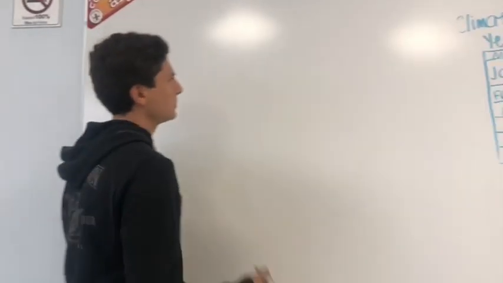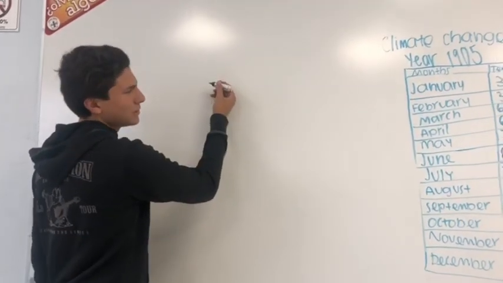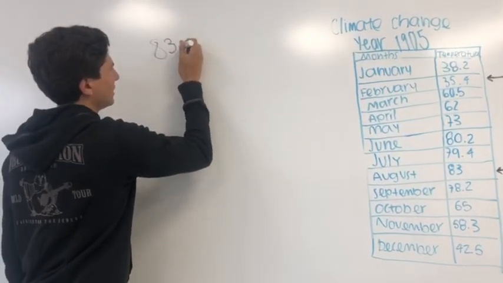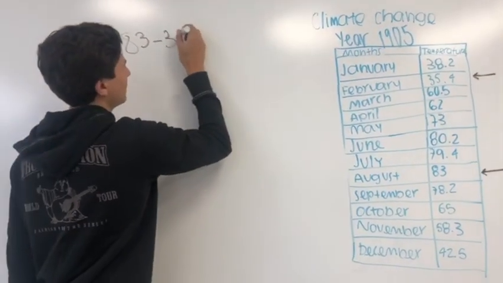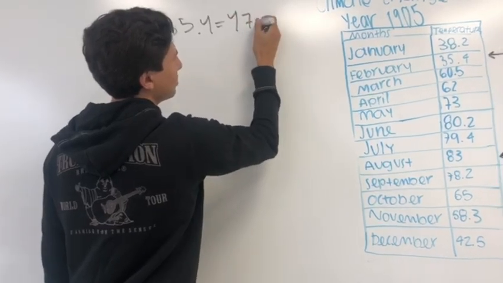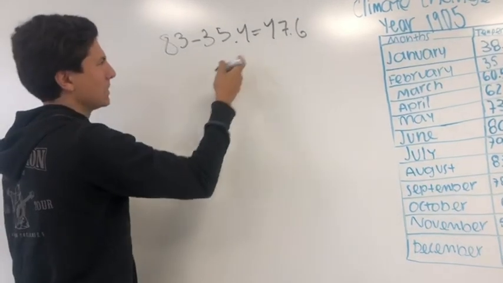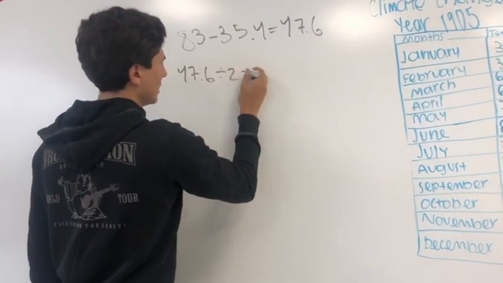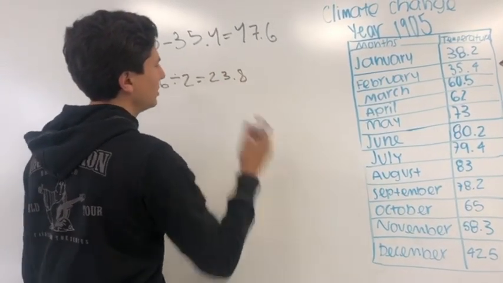graph. To obtain the symmetry axis, we need to first obtain the amplitude. To obtain the amplitude, you take the highest value, which is 83, and then subtract from it the lowest value, which is 35.4. This equals 47.6. And then you need to divide this value by 2. And the result, 23.8, is the amplitude for a graph.